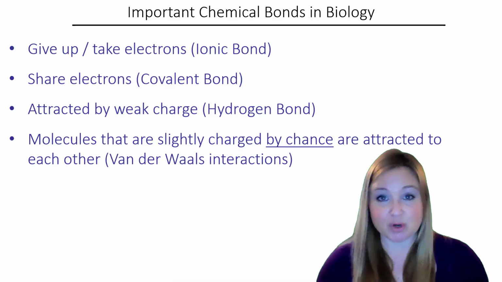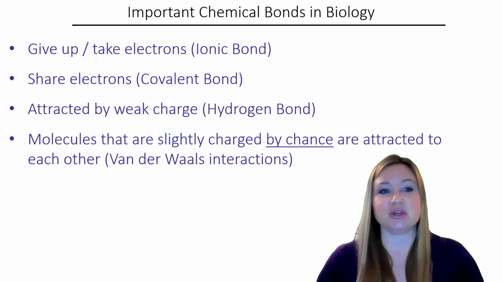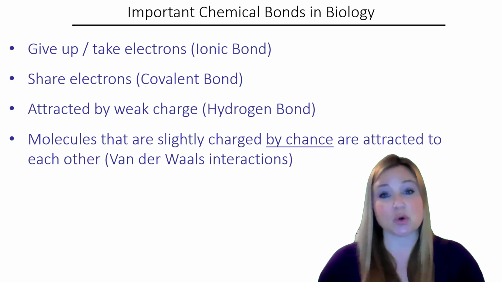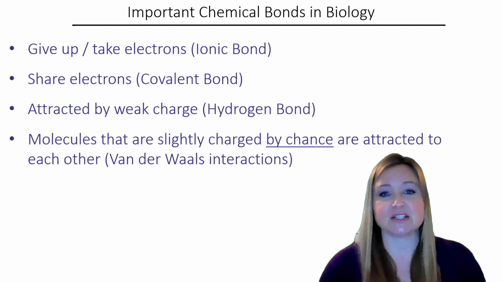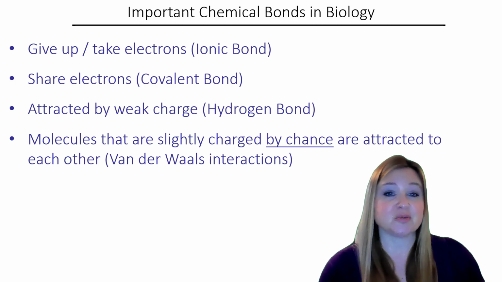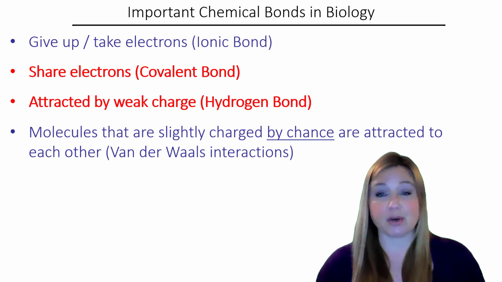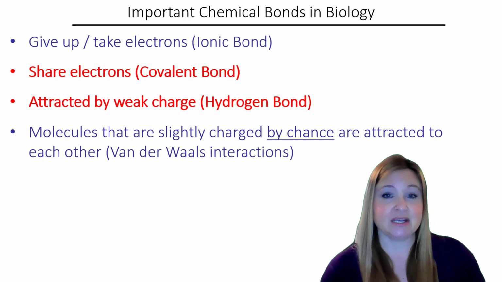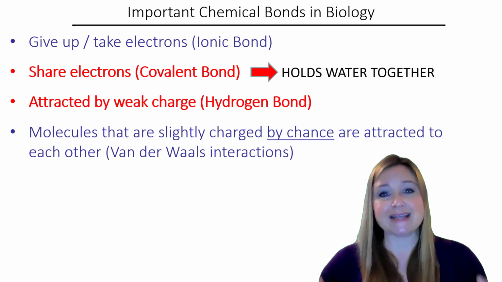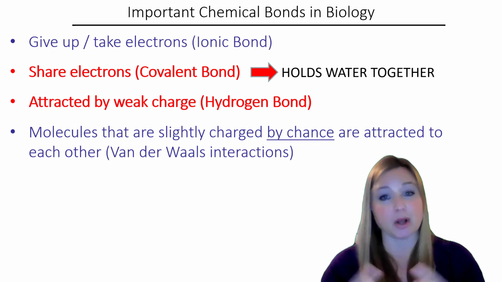So when we're talking about the important chemical bonds in biology, certainly we have many. We have ionic bonds, covalent bonds, hydrogen bonds, and forces like van der Waals interactions. Now, when we're talking about water specifically, there are two major bonds that are going to be involved: covalent bonds and hydrogen bonds. And covalent bonds are what is actually going to hold the water molecule together.